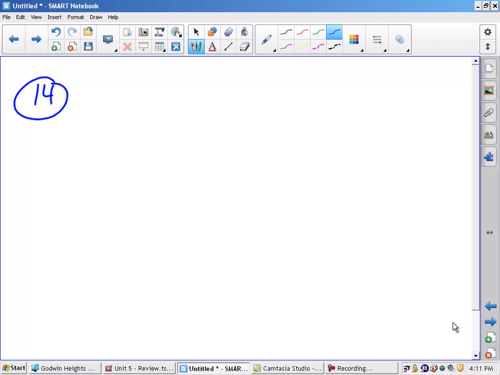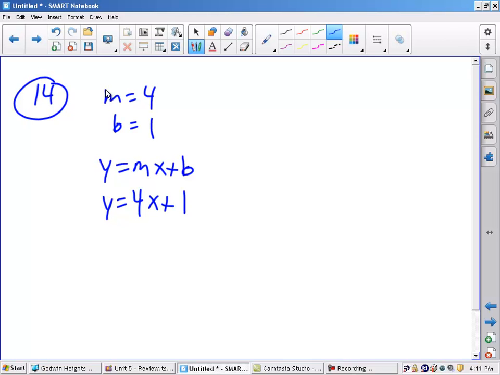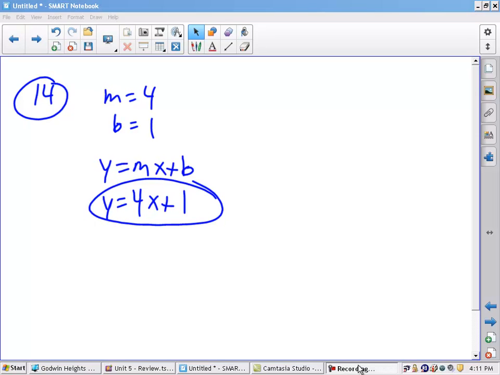Number 14 is kind of the opposite of number 12, where you're given information like m is equal to 4, b is equal to 1, and you've got to put it in the form y equals mx plus b. So y equals m is 4, then I put x plus b is 1, and you're done. That's slope-intercept form because y is all by itself.